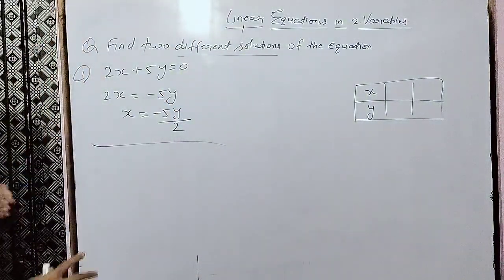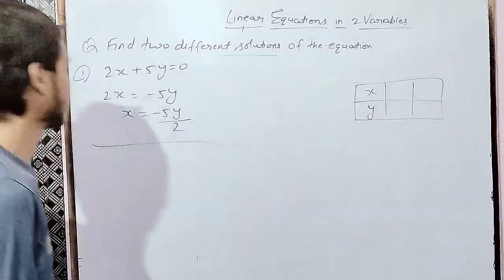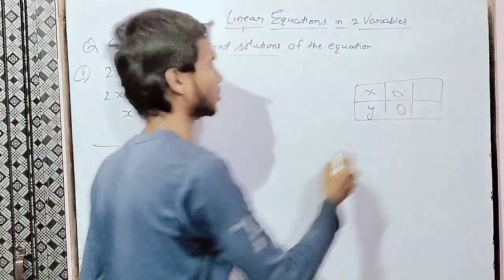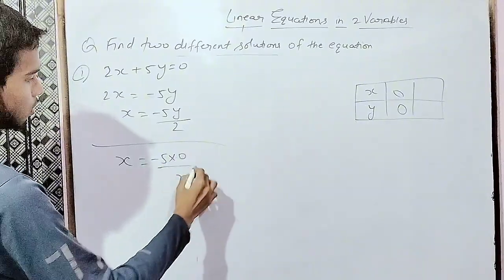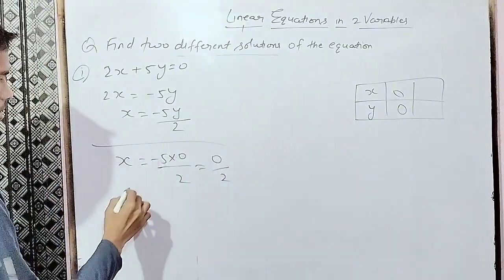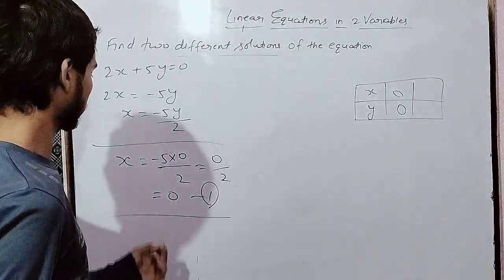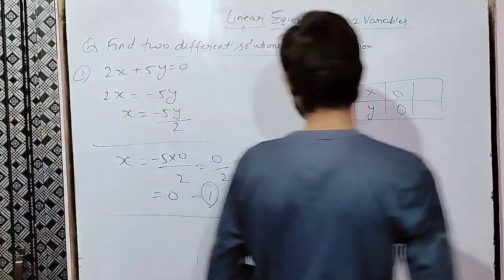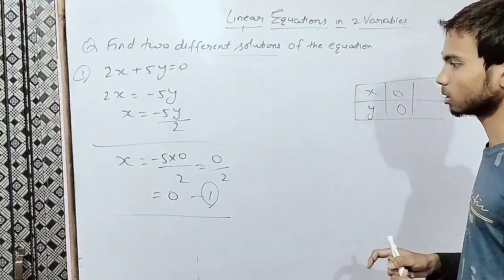To find two different solutions, let's start from 0. When we put y as 0, then x will be minus 5 multiplied by 0, upon 2. 0 upon 2 is how much? 0. So when y is 0, x will be 0.